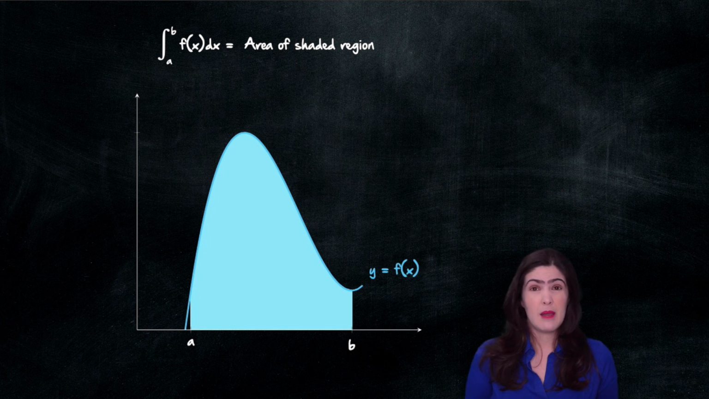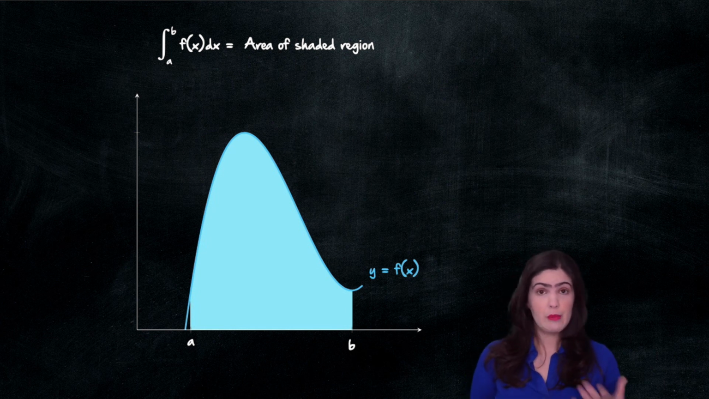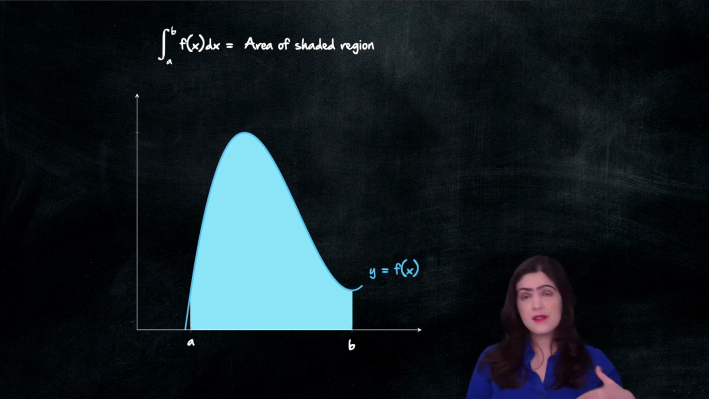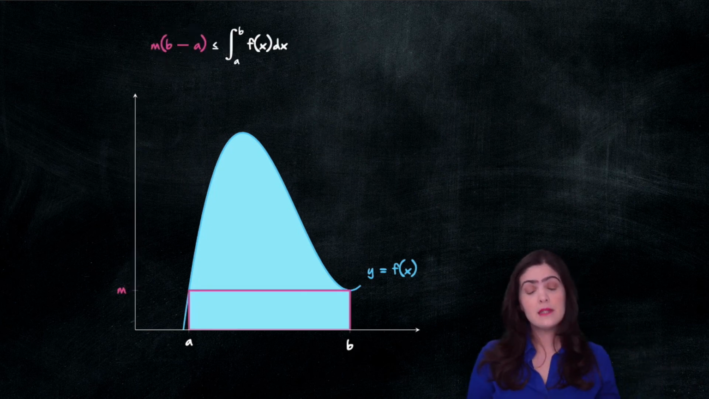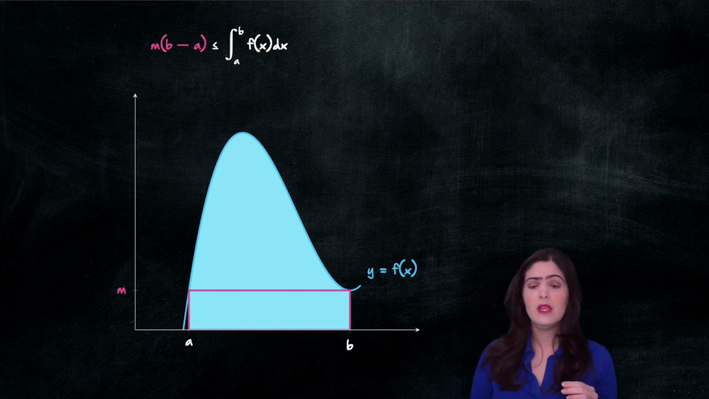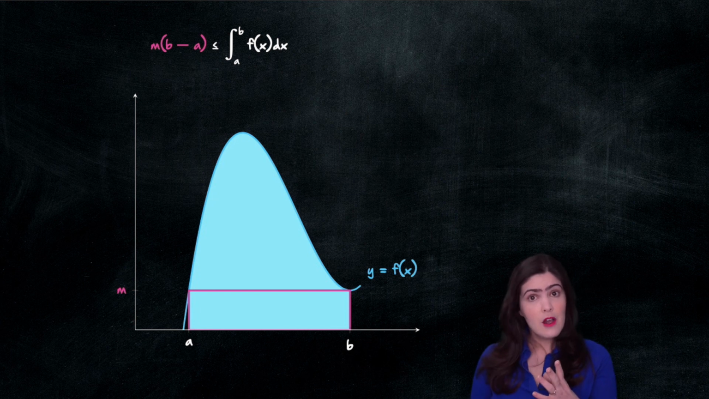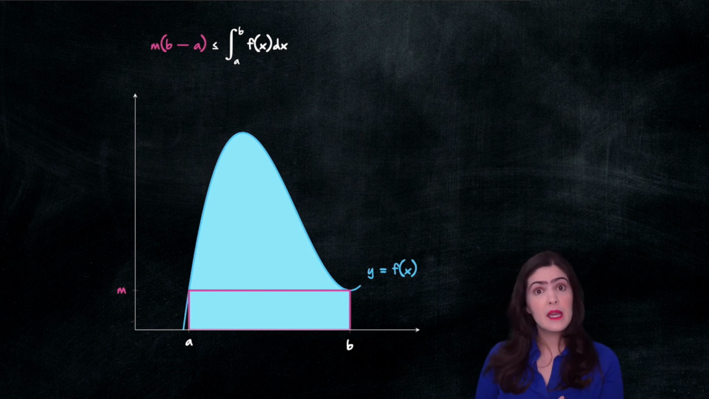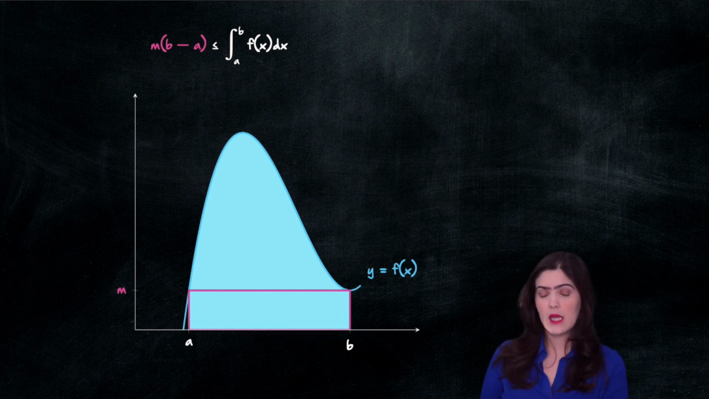So, for example, the rectangle is very easy. We really know how to compute the area of the rectangle. It's just the width times the height. So I'm going to first have a rectangle that is entirely contained in my shaded region. So the area of the shaded region is definitely bigger than or equal to the area of this rectangle, which is given by m, which is the height, times b minus a, which is the width of my rectangle.